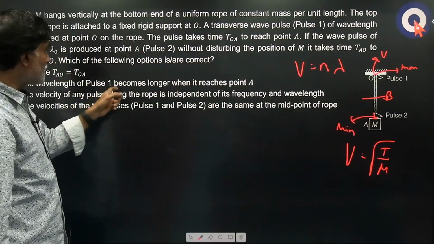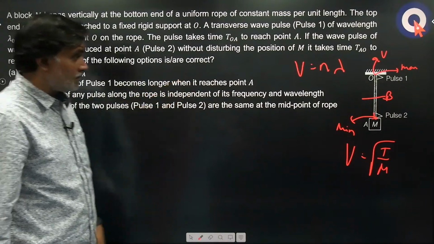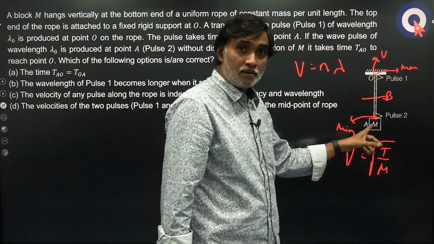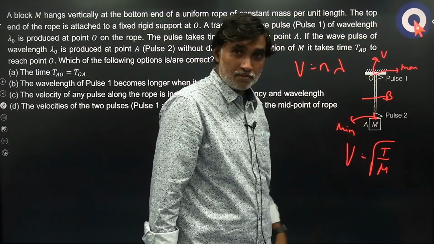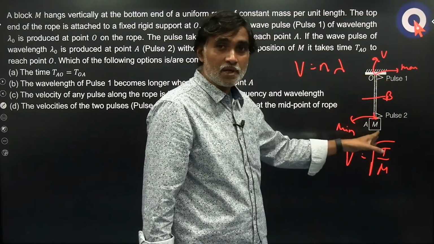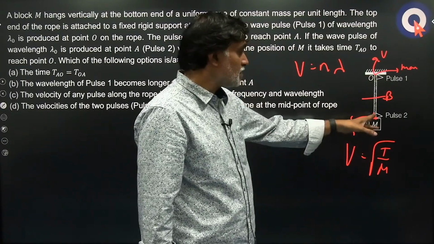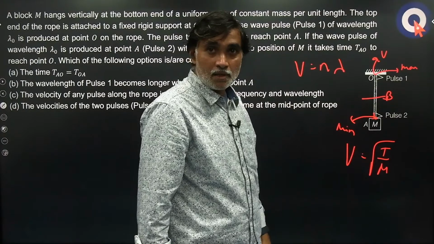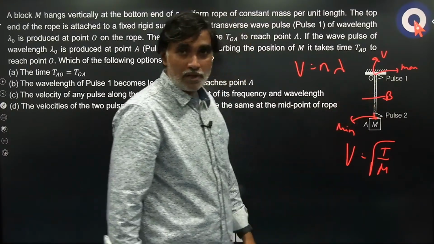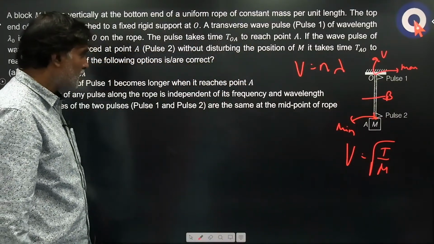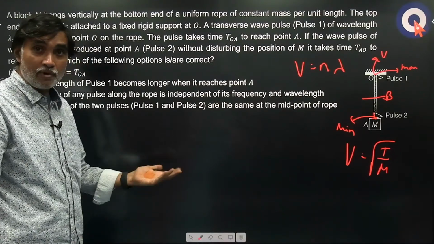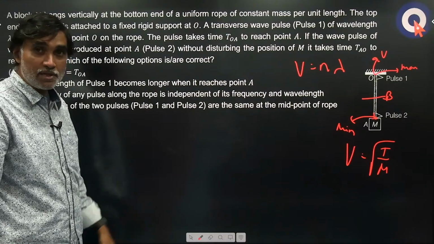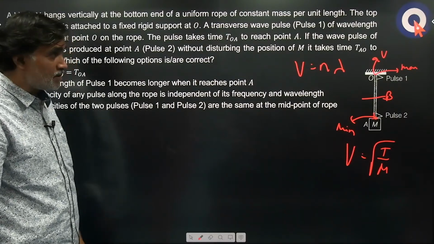The wavelength of pulse 1 becomes longer when it reaches A. Now in that case what happens? When it comes from O to A, velocity has decreased. Here velocity is maximum, here velocity is minimum. So velocity has become minimum, it has decreased. So wavelength should become minimum. So wavelength will decrease, it won't increase. But also you can find the relation between initial wavelength and final wavelength, because you know the relation between initial velocity and final velocity if the mass of the string is given.